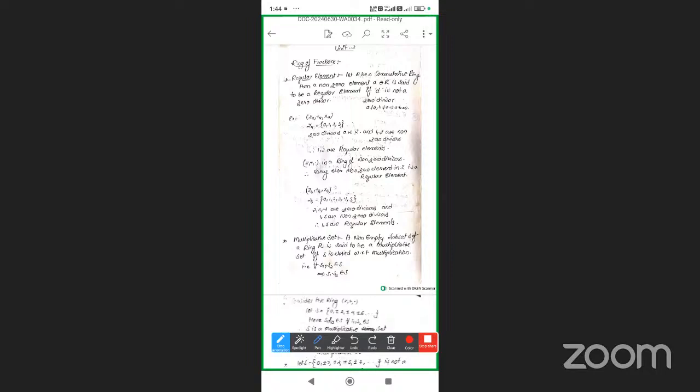Ring of fractions, regular element. Let R be a commutative ring with unity. Then a non-zero element a belonging to R is said to be a regular element if a is not a zero divisor.